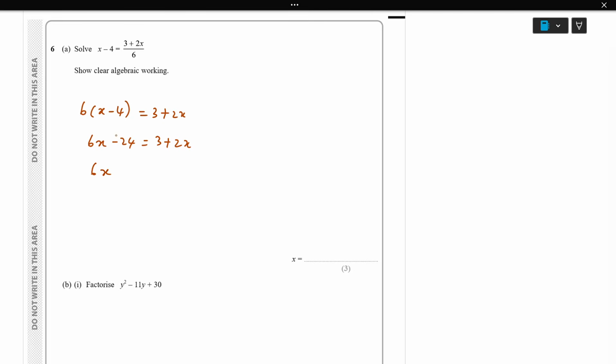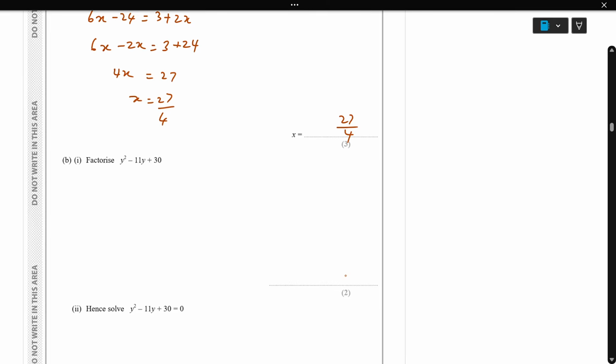So rearrange the terms, all x on one side. This 2x, when I bring it to the left side, is negative 2x, and the 3 is already here. This 24, when I bring it to the right side, is going to be positive. So here is 4x equal to 27. So x equal to 27 over 4. So 27 over 4 is the answer.